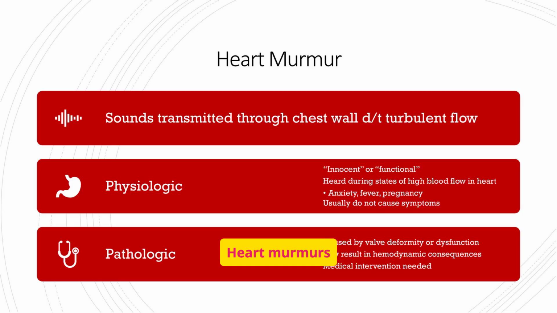Heart murmurs are sounds transmitted through the chest wall due to turbulent blood flow. They can be physiologic, often innocent and related to high blood flow states, or pathologic, caused by valve deformity or dysfunction. Pathologic murmurs may require medical intervention.